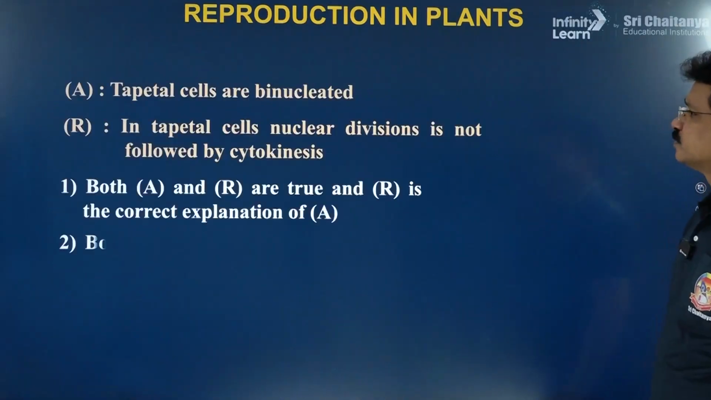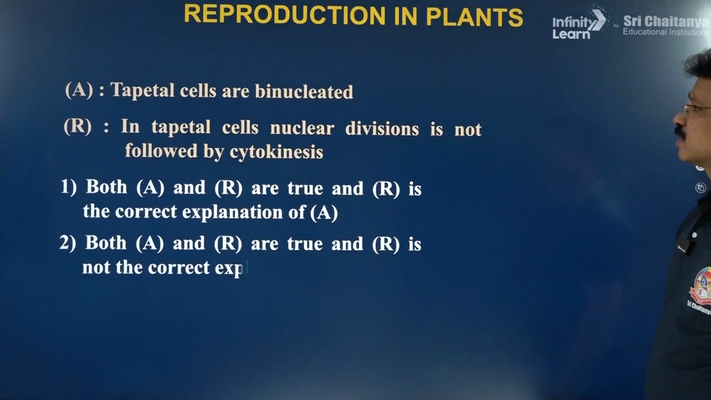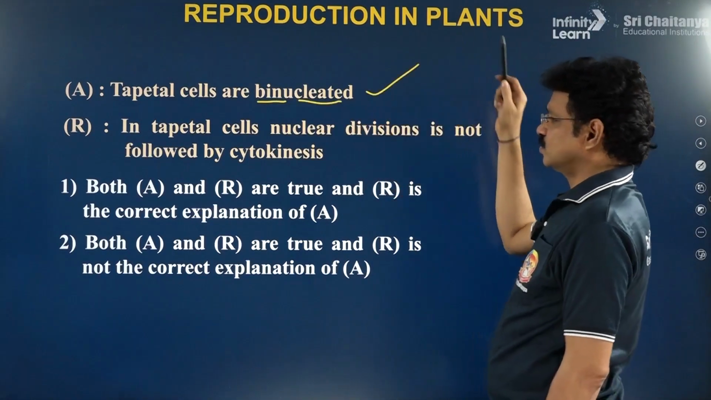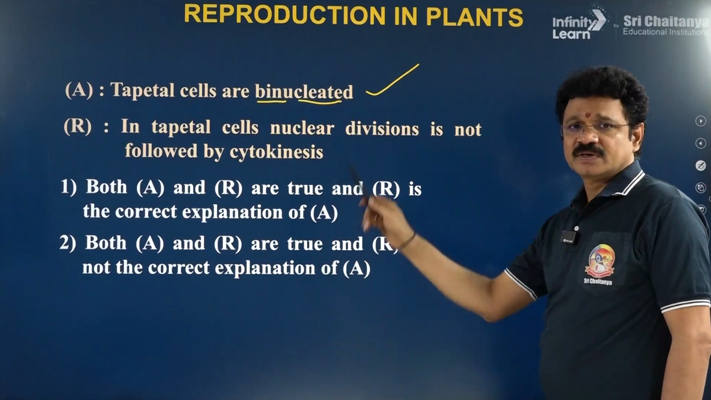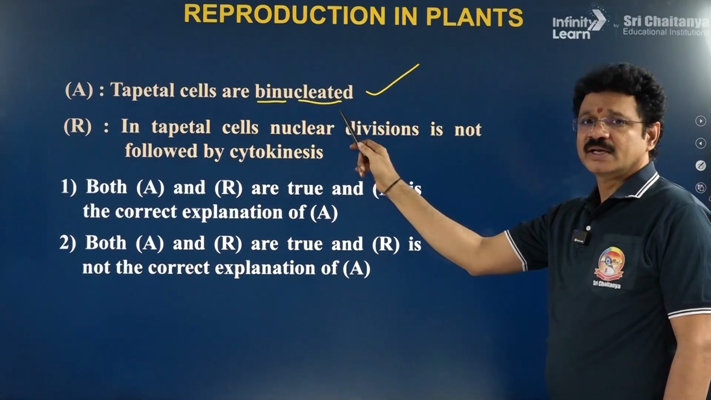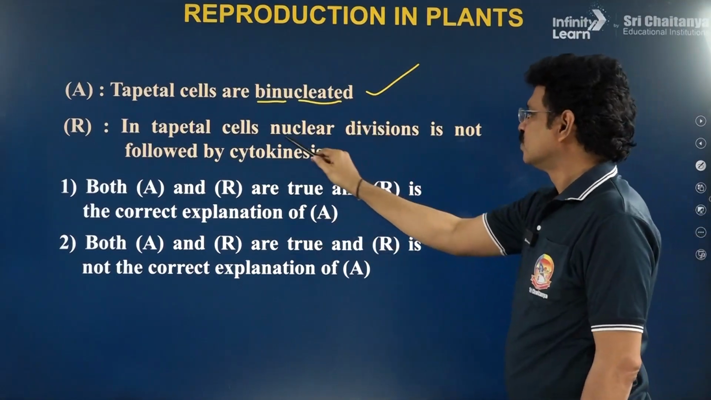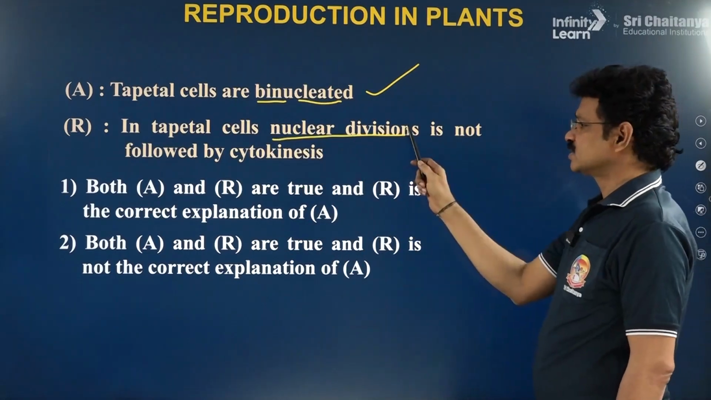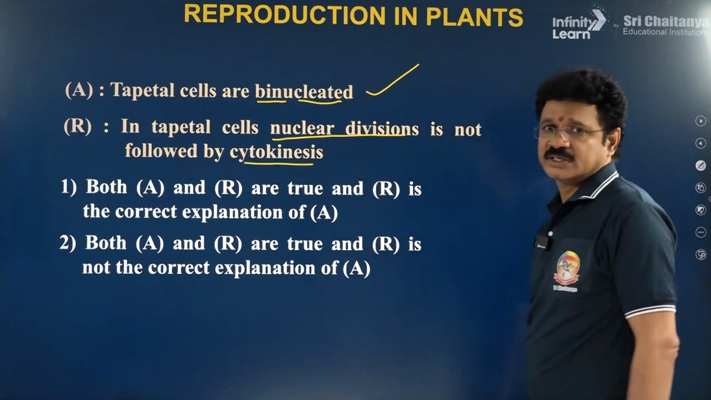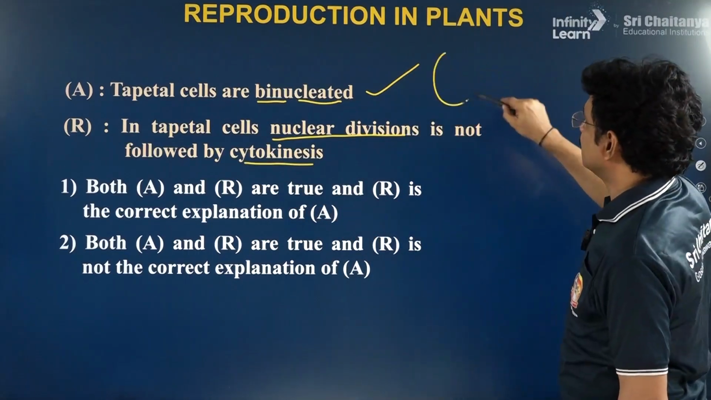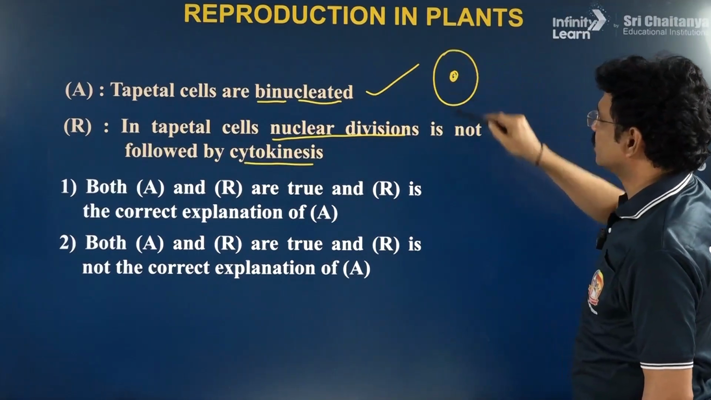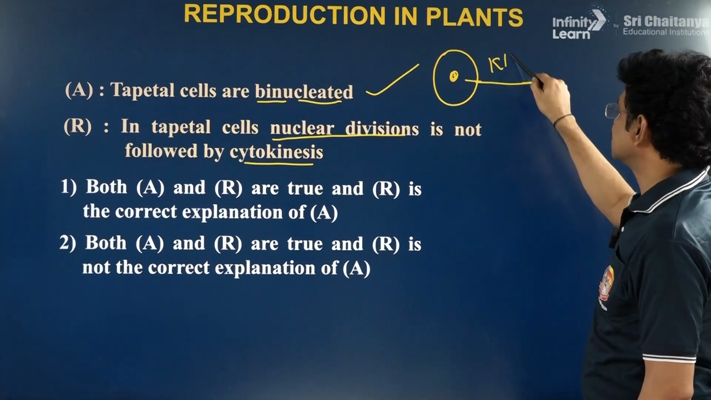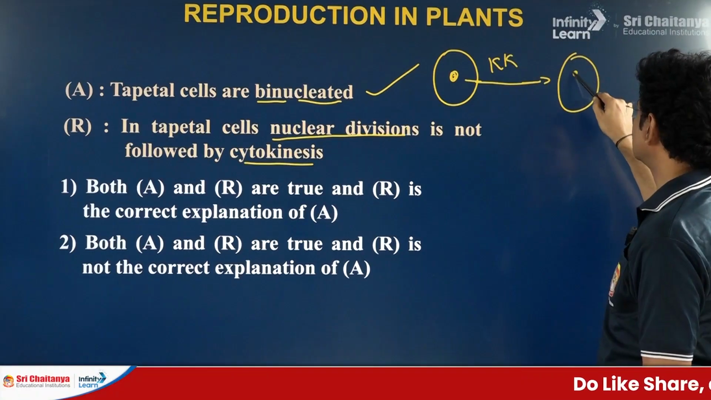Next question. Assertion reason type. Tapetal cells are binucleated. The number of nuclei are either 2 or more than 2. True. What is the reason for presence of more than one nuclei in each cell of the tapetum? Free nuclear divisions, which means the karyokinesis is not followed by the cytokinesis. For example, it is the cell. It has one single nucleus. After KK, meaning karyokinesis, it gives rise to two nuclear condition.